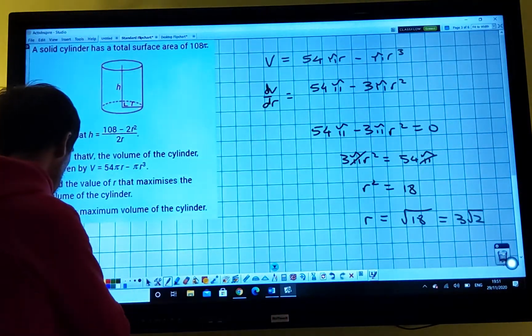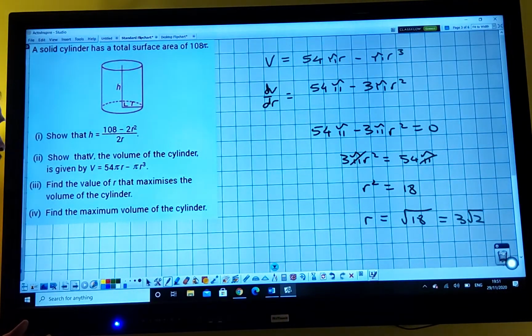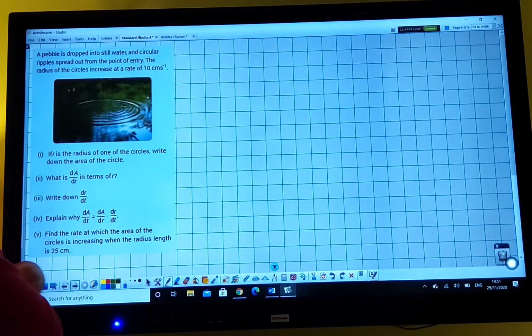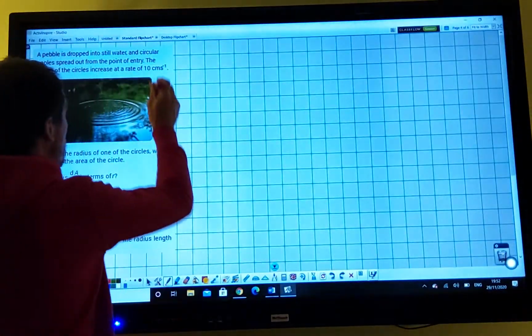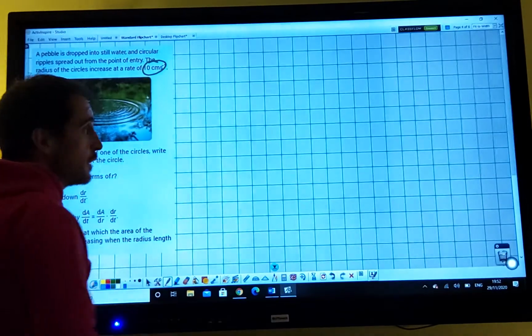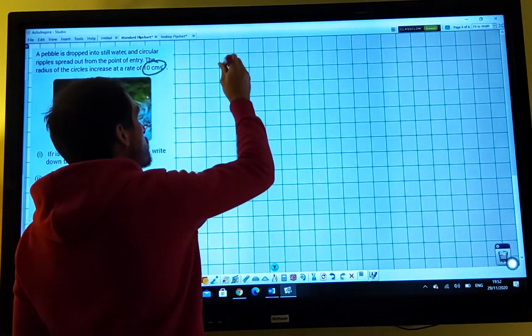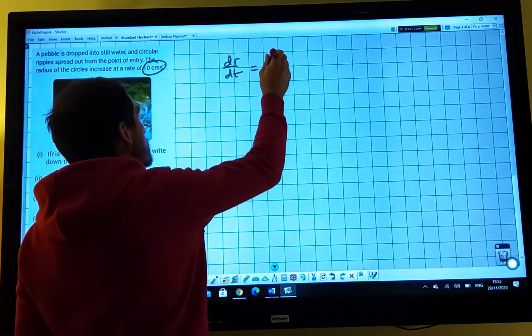Okay. And the last question we had then on this assignment was this one here. A pebble is dropped into still water and circular ripples spread out from the point of entry. The radius of the circle is increased at a rate of 10 centimetres per second. Now, I always tell straight away, I look at this and I see the following. I know that that's equal to dr/dt. So I'd always just in my head mark that dr/dt is equal to 10.